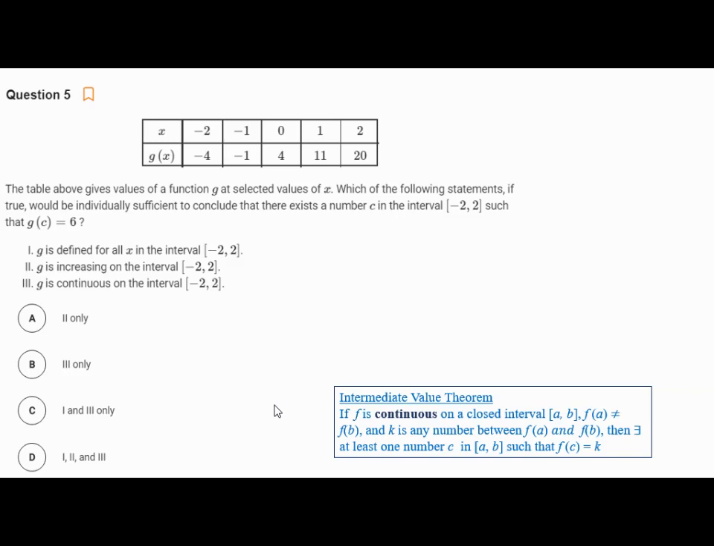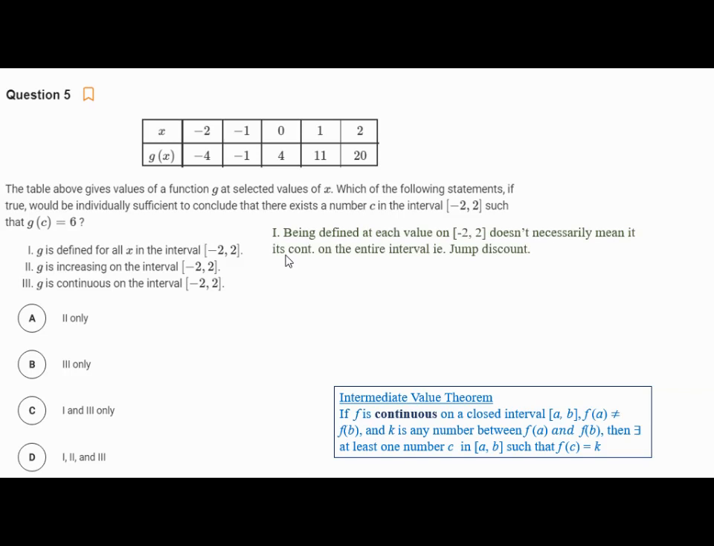Then, once we know if it's continuous, then the y value that we're curious about, which is 6, has to be in between y values on this interval. So if I look at each of my options, 1, 2, and 3, it says g is defined for all x in the interval. Well, if we know that it's defined for all x in the interval, that means that every x on the interval of -2 to 2 has a y value.